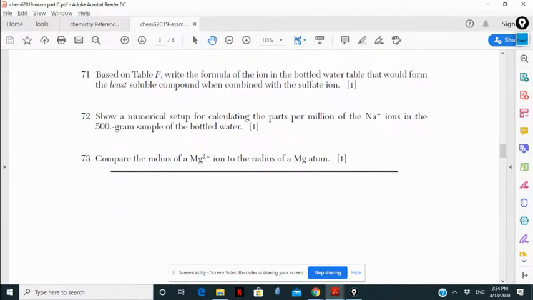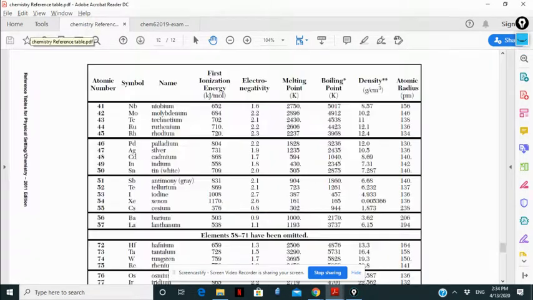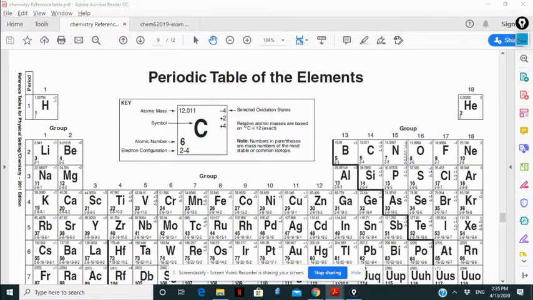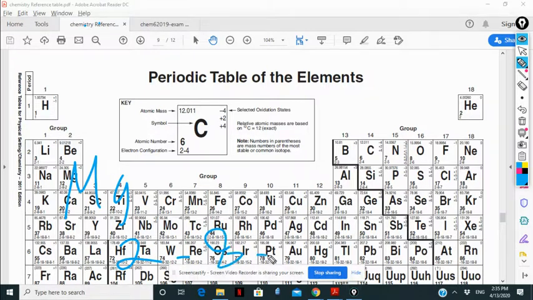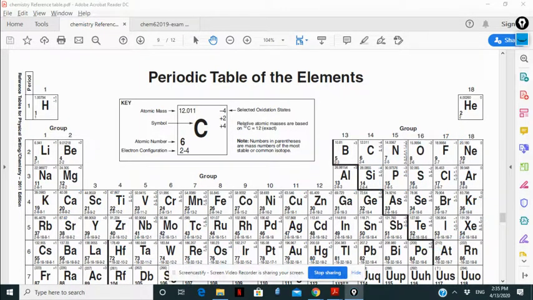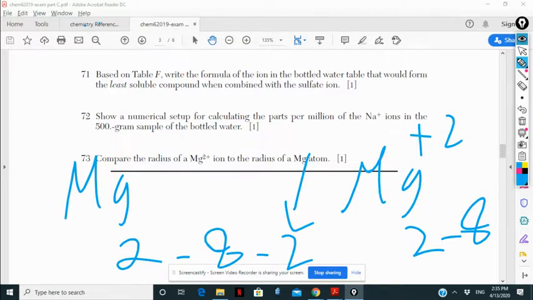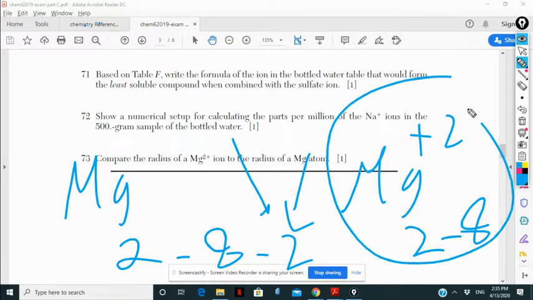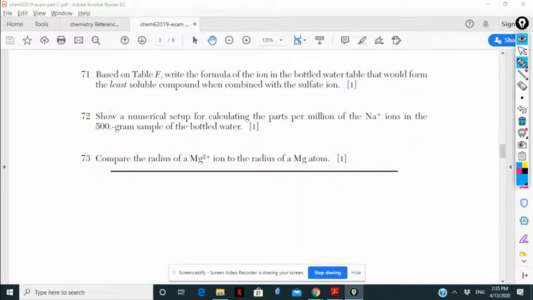Now compare the radius of the ion. So if you're looking there, on the reference sheet, magnesium is 282. Magnesium plus 2, so these two cancel, so 2. So what happened here? It lost one shell, so the radius for the Mg ion is going to be less than the radius for the atom. Okay.